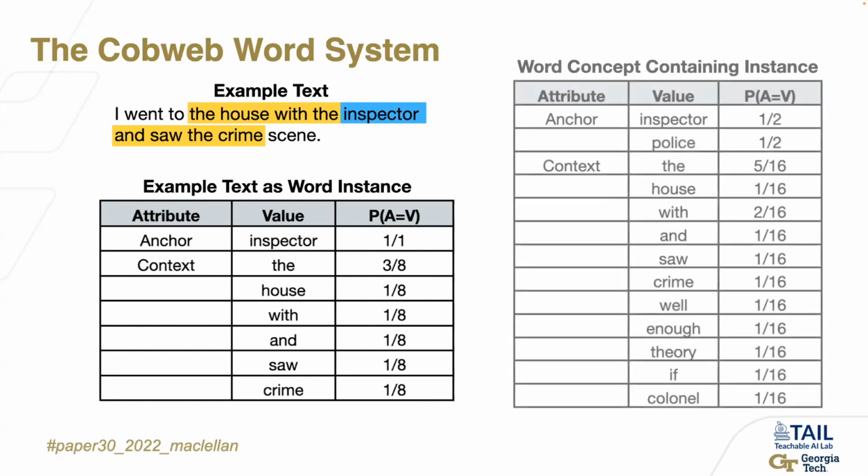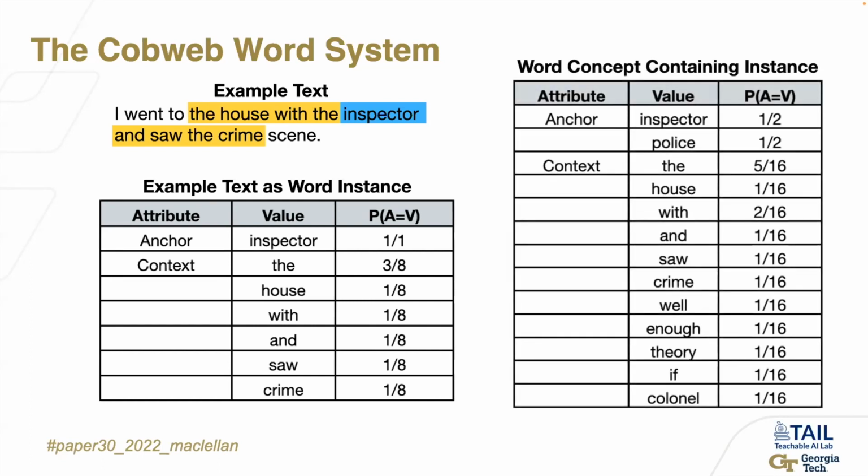The Cobweb algorithm is pretty much the same. We just made a minor change to the way that we keep track of the counts in the concepts that store this instance. So this here on the right is a concept that's storing this instance and one other one. We can see that there are 2 anchor words, inspector and police. They have a 50-50 probability. And for the context, you can see the denominator is out of 16, because there are 8 context words in each of the 2 instances that we've seen so far.